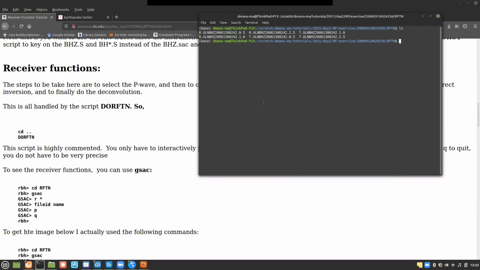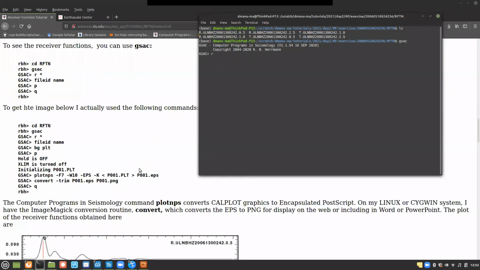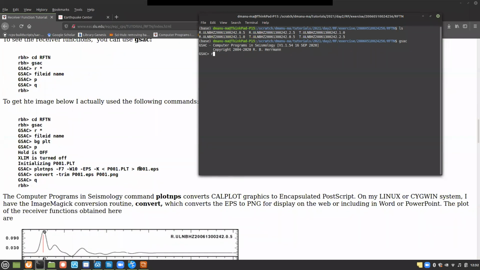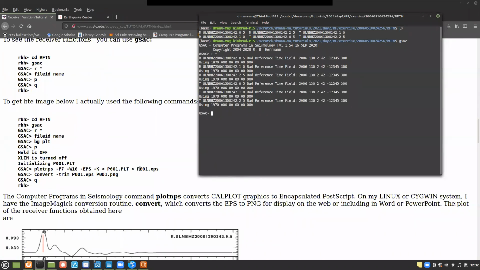Again, to look at them, we use GSAC. Then we read. So we go into the receiver functions, read everything, and then it says file ID, name. So it gives the name of the plot. And okay, let me just plot.